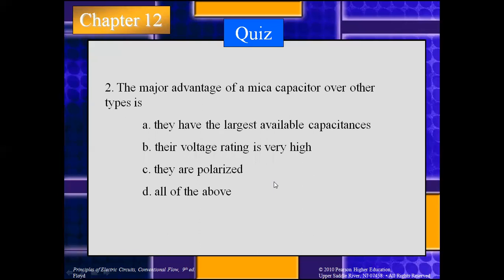Second question: the major advantage of a mica capacitor over other types is. The first option is they have the largest available capacitances. Second option, their voltage rating is very high. Third option, they are polarized. And the last one is all of the above. So we know that the mica capacitor has a very high voltage rating, and that's why the second option, that is B, their voltage rating is very high, is correct.